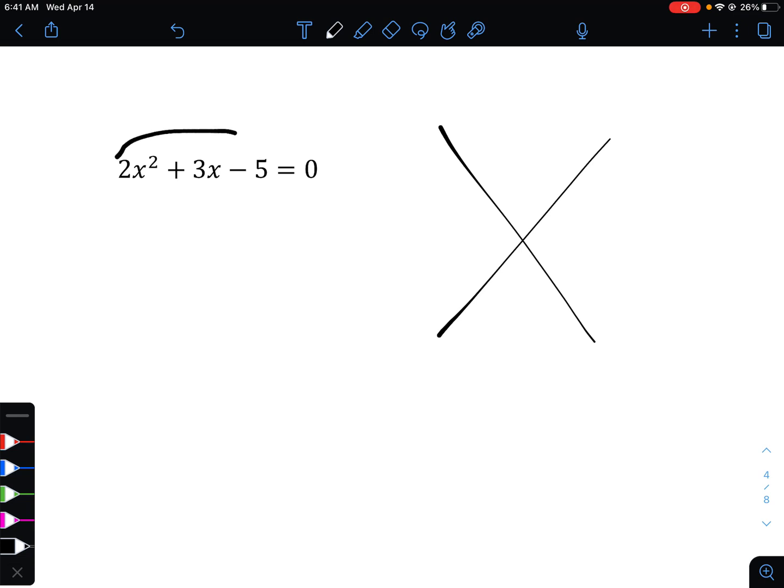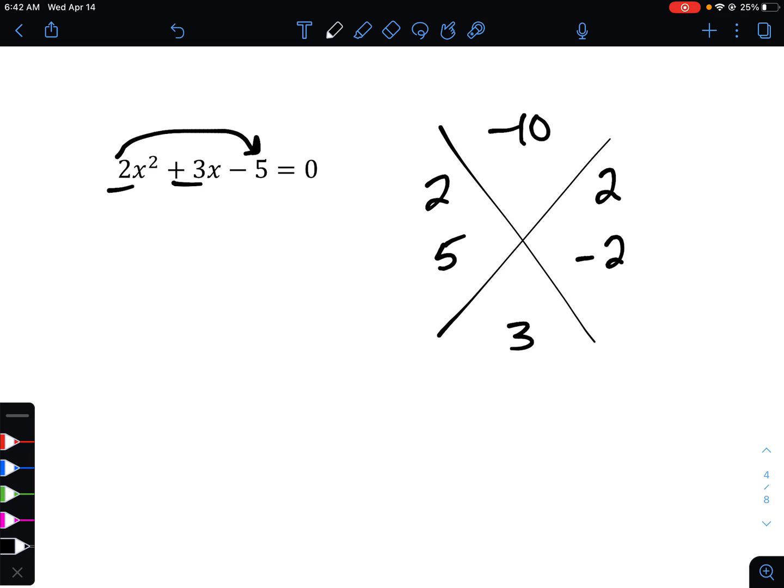In fact, we are ready to go with that right now. So starting with taking a times c, 2 multiplied with negative 5 is negative 10. And then we'll copy down our b value, so copy down our 3. So we need numbers that multiply to be negative 10 and add to be positive 3. Those two numbers should be positive 5 and negative 2. Now we'll go ahead and take our 2, which is our leading coefficient, and we'll put that above each of our two terms.